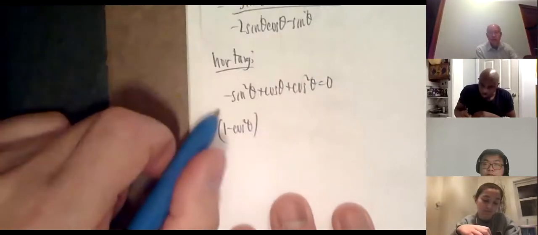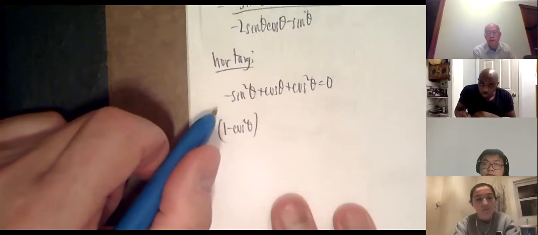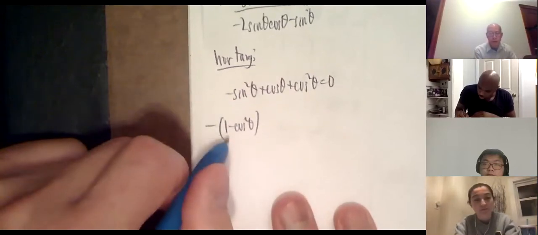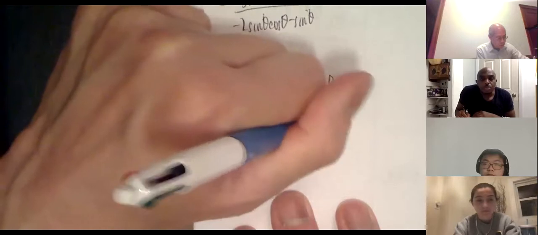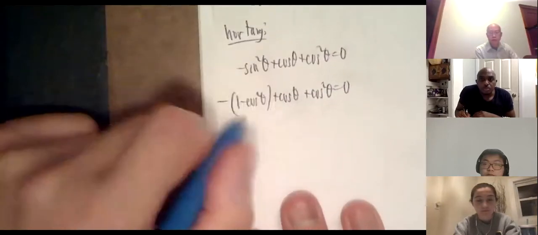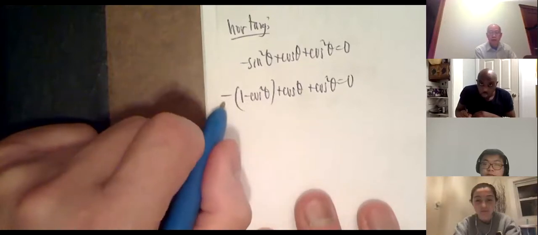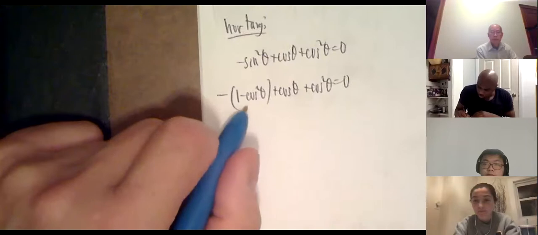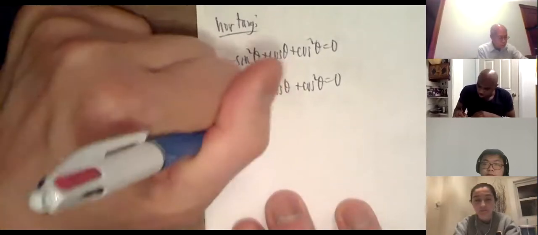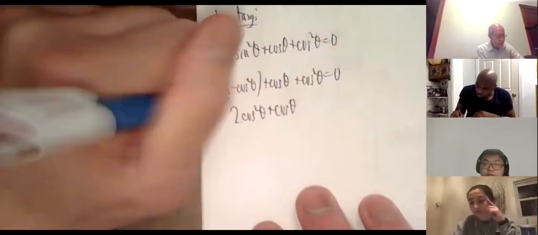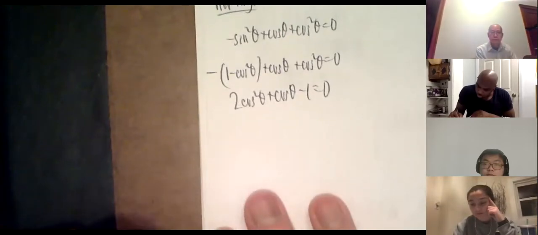This is off the identity sine squared plus cosine squared equals 1. That means sine squared is 1 minus cosine squared, and likewise, cosine squared is 1 minus sine squared. Plus cosine theta plus cosine squared theta equals 0. So now this is one trig function. Let me see if I can do this all at one fell swoop. I've got positive cosine squared, another cosine squared, so 2 cosine squared theta plus cosine theta minus 1 equals 0. I think that's right.